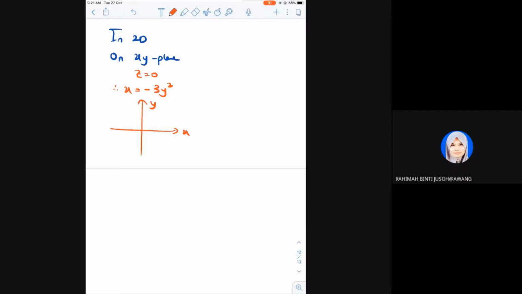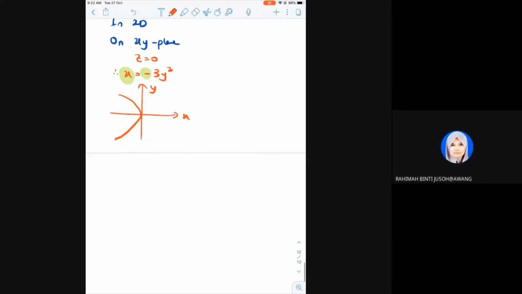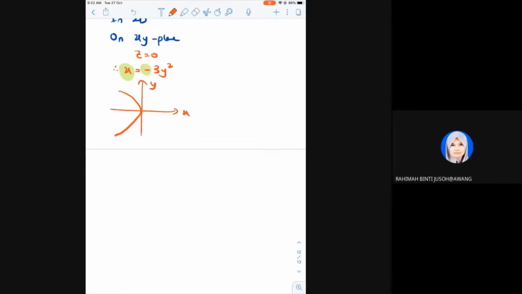Ni X, ni Y. So dia atas, bawah, kiri, kanan. Upward, downward, left or right. Ni X sebagai subjek guys. X subjek dia. Left or right? Kiri kanan. Kan? But now we are negative. Kanan. So negative means left. Like this. Left. Okay, so jom kita plot terus 3D lah. You all dah faham dah ni, dah expert ni, kita terus plot 3D.